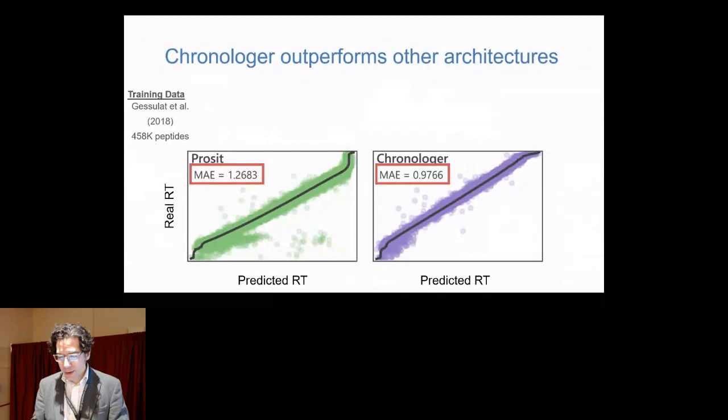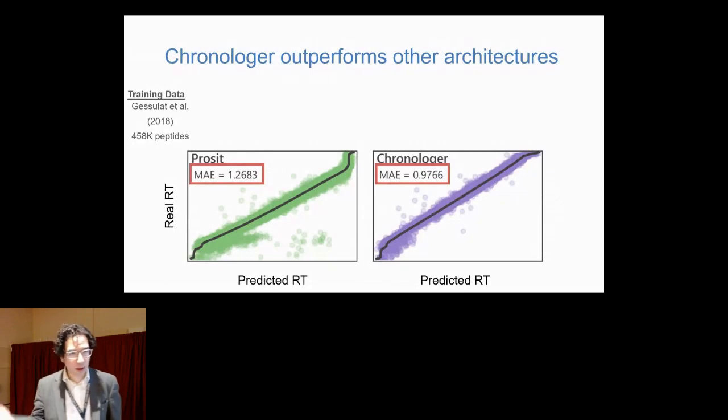And we find that even with this simpler network with fewer parameters, we can achieve, using the same training data from other tools, so this is the training data from Prosit, a mean absolute error of about 1.25. In this particular case, this is minutes on real retention time. So this would be the error rate for that.